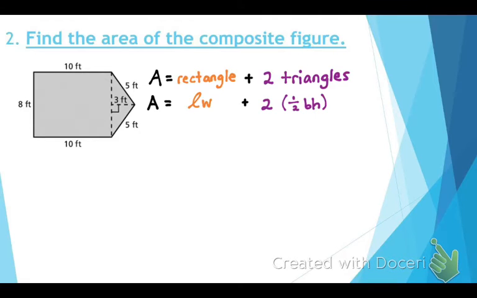Let's focus on the length times the width. What's my length and my width? 8 and 10, 10 and 8. Either way, the order does not matter. Okay, but there's 1 that's 10, 1 that's 8. Plus, remember I've got 2 triangles times half, and this is where people struggled a lot on the quiz yesterday. Let's focus on this. I'm just showing you one of those triangles right there.